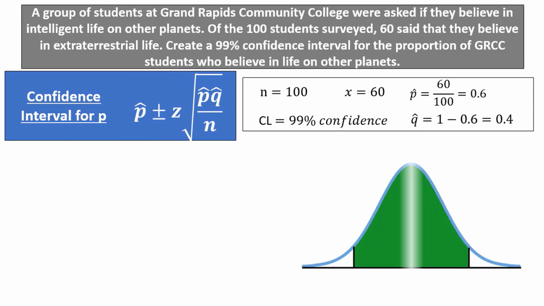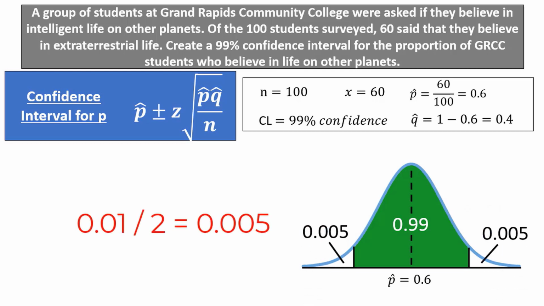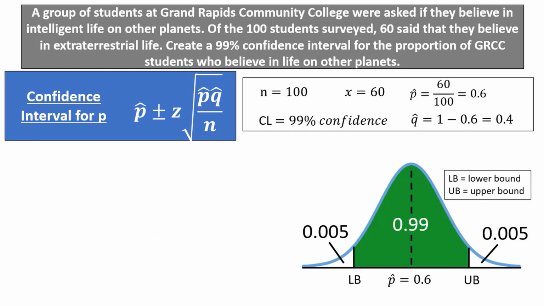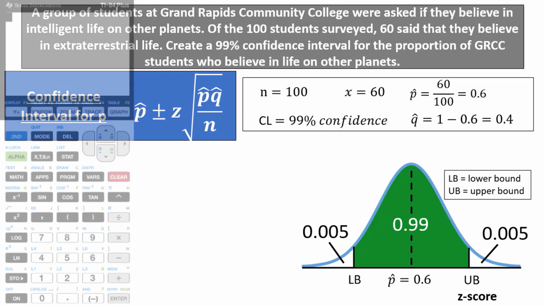The picture centers p hat in the middle with 99% or 0.99 of the probability in the center and 1% split into the two tails, or 0.005 in each tail, so that the total probability sums to 1. The lower and upper bounds of the confidence interval go at the boundaries of the shaded area. The z-score that we need for the formula corresponds to the positive z-score at the upper bound.